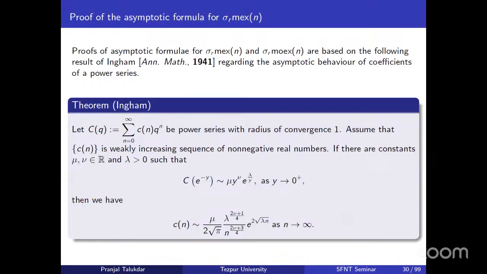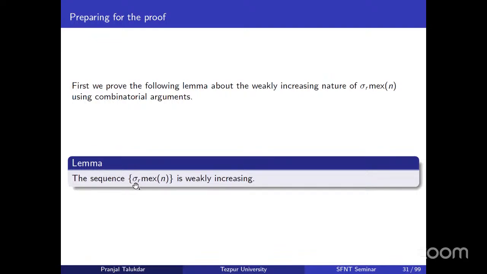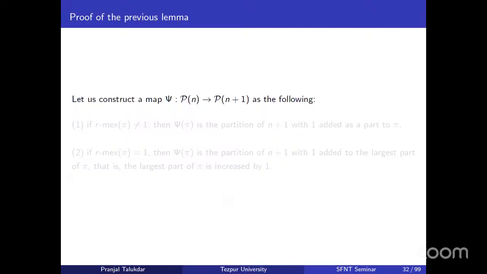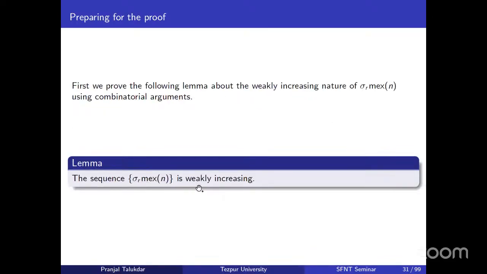Okay, yeah. So first of all, we need this assumption: Cn is weakly increasing in nature. So we wish to prove this lemma. We wish to prove that sigma r max n is weakly increasing. If we can prove this, then by using Ingham's Tauberian theorem, we can obtain an asymptotic formula. So we want to show that this is weakly increasing, which means that sigma r max n should be less than or equal to sigma r max n plus 1.